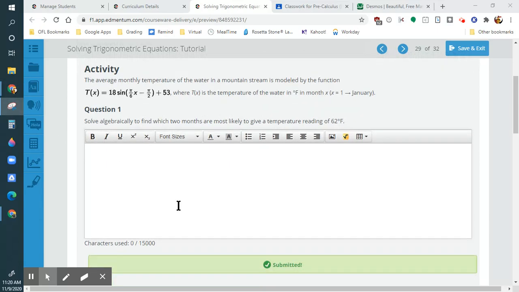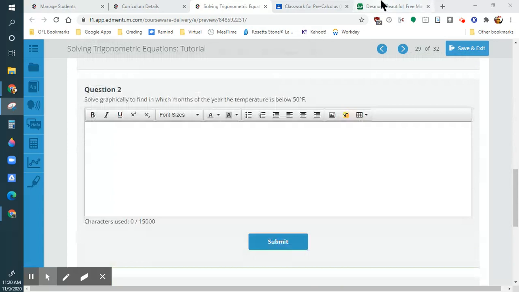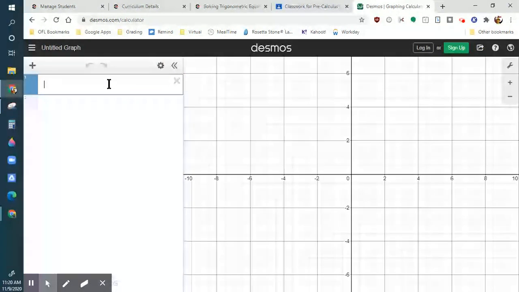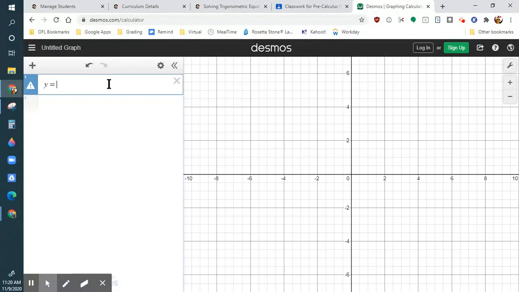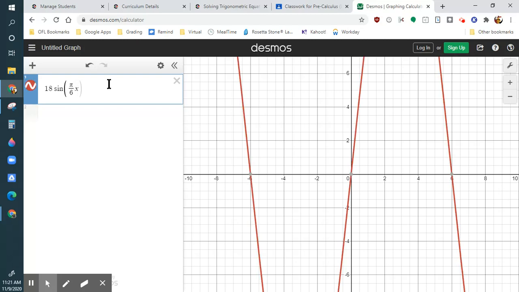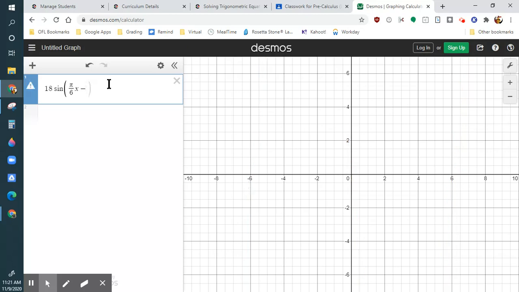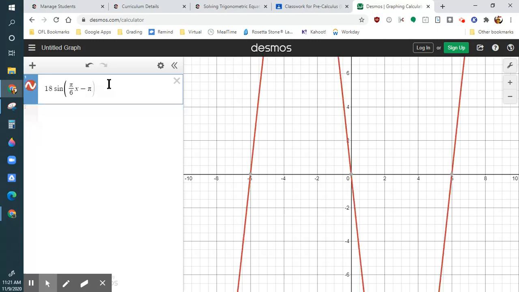Okay, so if I want to solve this graphically, I'm gonna open up Desmos and type in the formula. I guess I don't have to type the y equals. I'm gonna do 18 sine of pi divided by 6 times x minus pi. And in case you were wondering how I'm able to type in pi, I literally just type in pi and it changes it to pi.